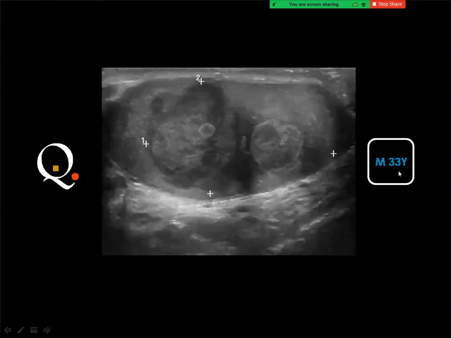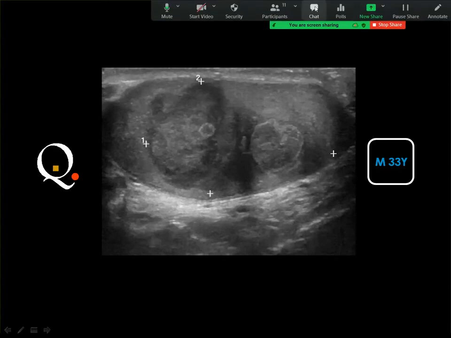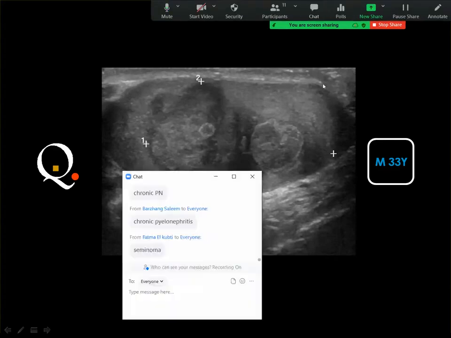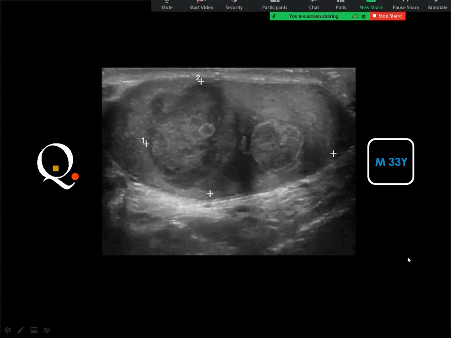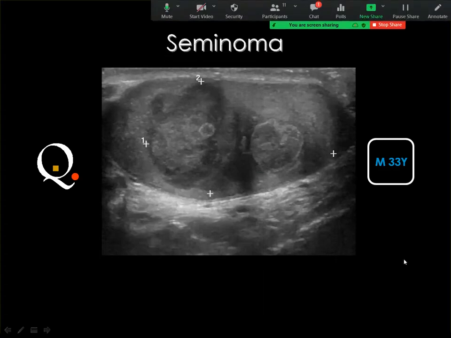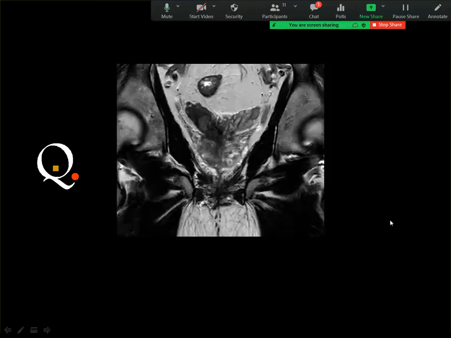This is a male patient, 33 years old, and this is an ultrasound of his testis. Yes, the answer is right, and this is seminoma because the age is optimal for this tumor, and you got solid lesions within the testis.